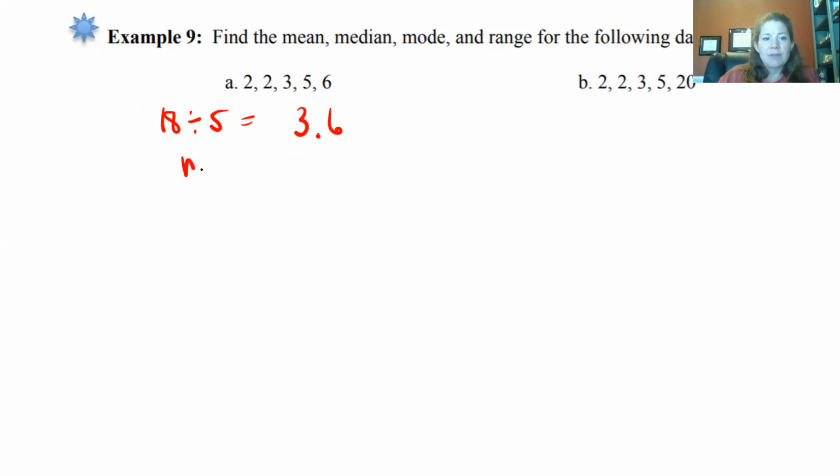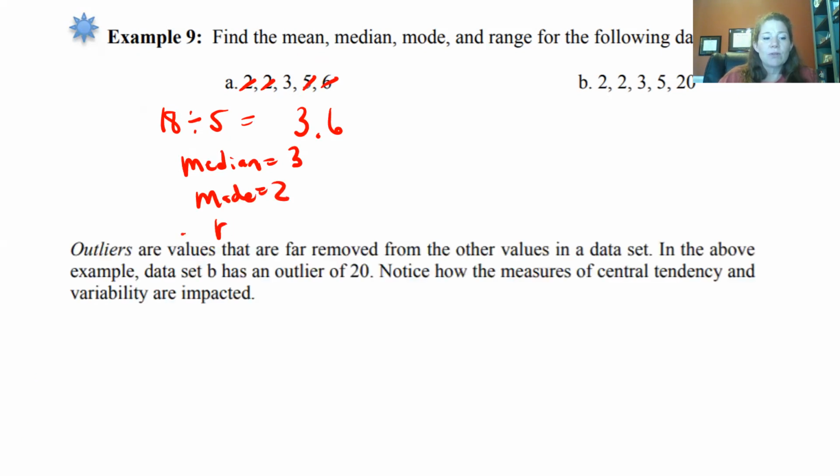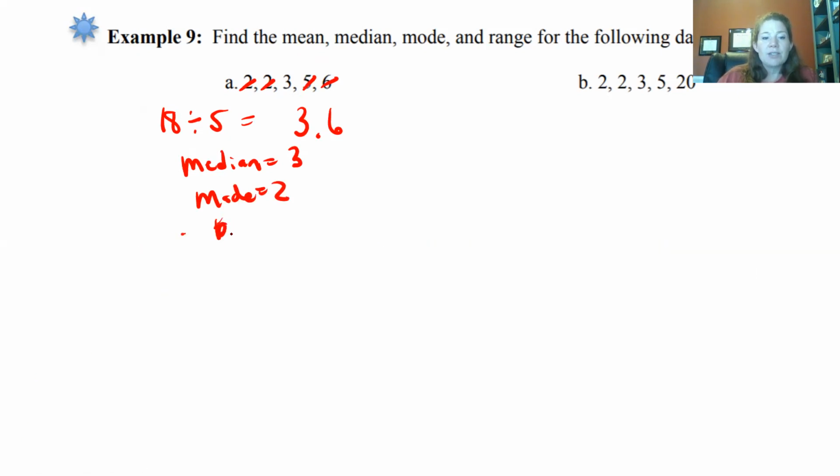Our median, the reason I didn't put them in order is they're already in order. So the median is 3, the mode is 2, and the range is 4. All right, so the next example, I have 5 numbers again.